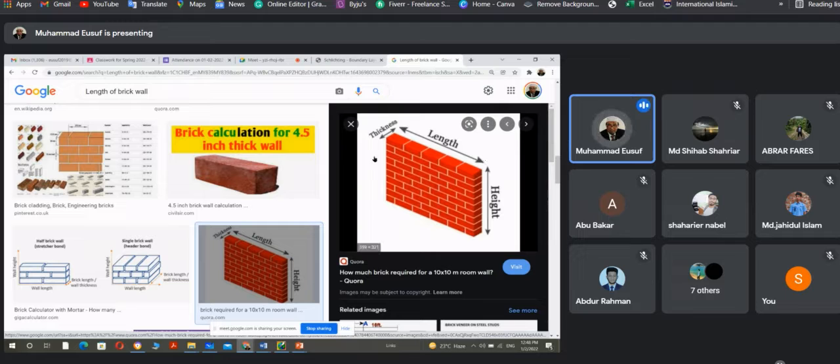Now, you said your length is 15 feet. Height is, say, 10 feet. Then what is the total area? Length times height is the area. 15 times 10, 150. Keep it, 150. Now one brick. What is the size of one brick?